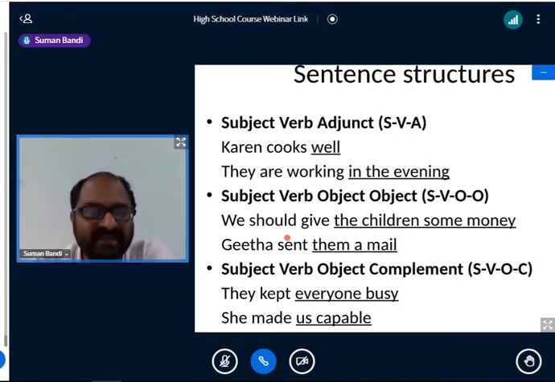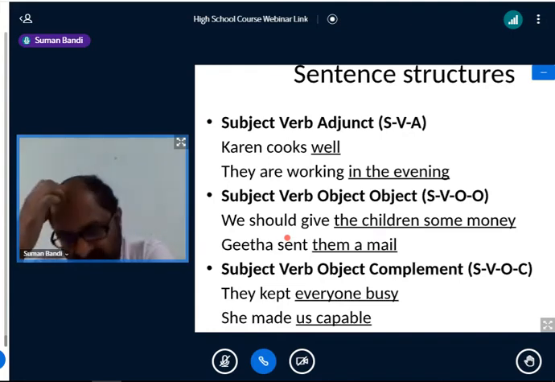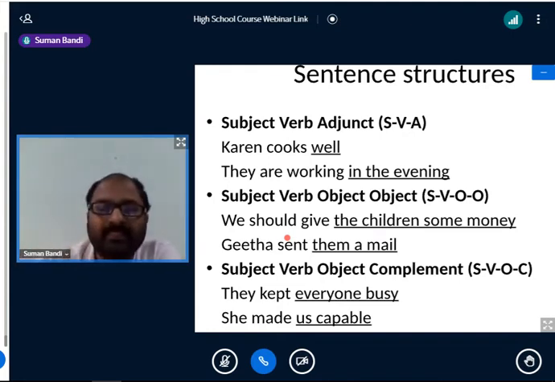After O, you can have A. After O, you can have double A. Or you can have SVOOAA. Like this, it goes on functionally. Right? So, a small homework for you.